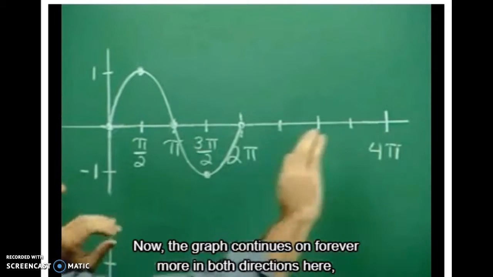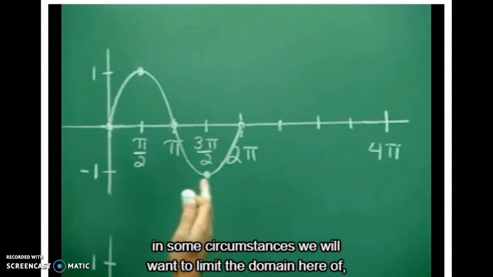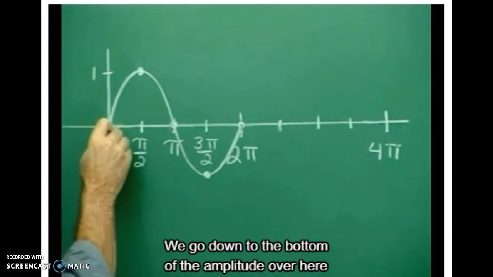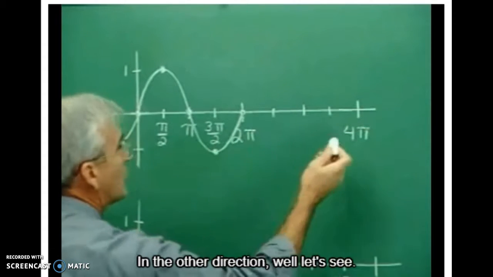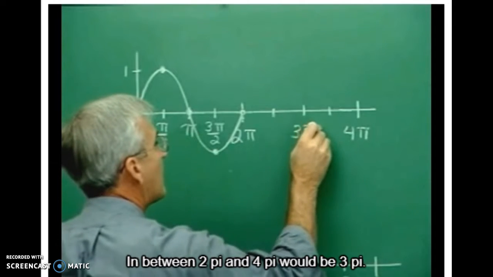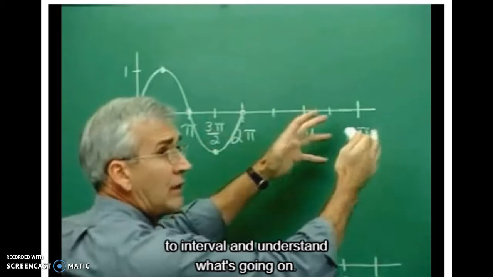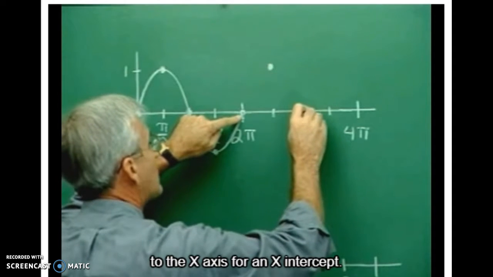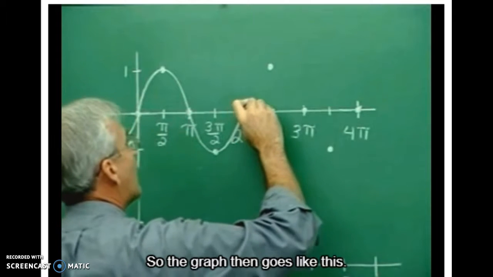Now, the graph continues on forevermore in both directions, because we're talking about all real numbers as replacements for x. In some circumstances, we will want to limit the domain of our functions, but for all practical purposes, we have to assume that we're going forevermore in both directions. So we go out this way, we go down to the bottom of the amplitude over here at negative pi over 2, and continue the process this way. In the other direction, in between 2 pi and 4 pi would be 3 pi. The idea is that if we have these little intervals of the important points for the graph, then we can just go from interval to interval and understand what's going on. From here, we go to the top of the amplitude at the next important point, and then we come back to the x-axis for an x-intercept, then to the bottom of the amplitude for the next point, and then back to an intercept. So the graph then goes like this.